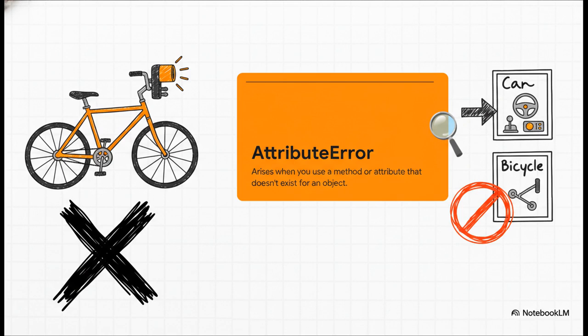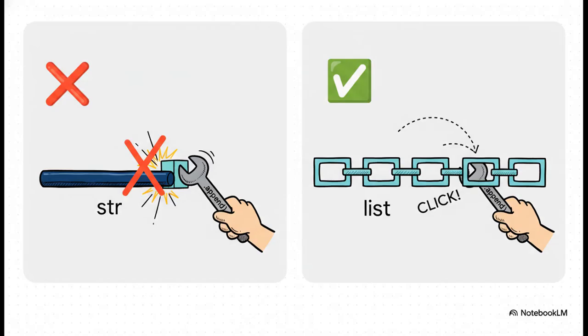Different types of data in Python have their own unique set of abilities or methods, and you've got to use the right one for the right type. And here we go, a perfect example of that. Someone here is trying to use .append. Now that's a tool that's specifically for adding an item to the end of a list, but they're trying to use it on a string. Strings just don't have an append method. Lists do.